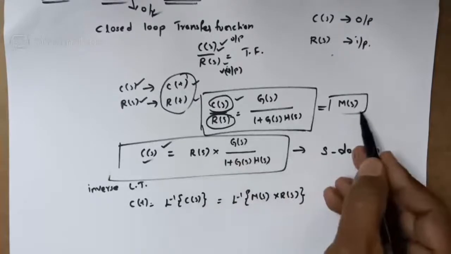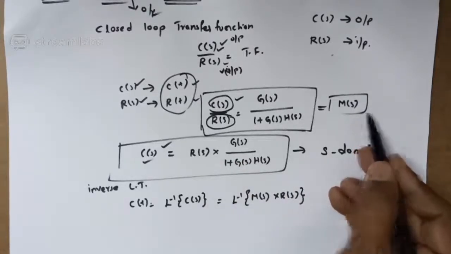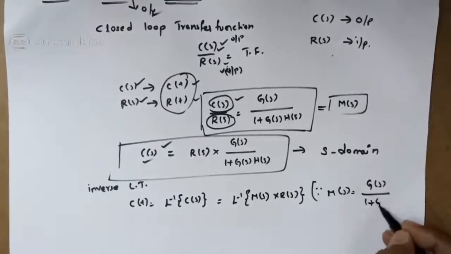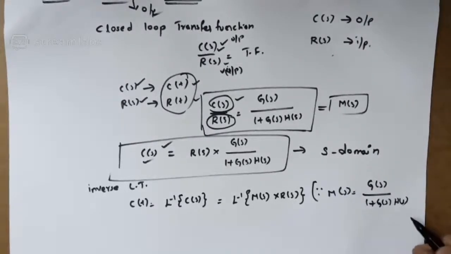Okay, let us draw a closed loop system. The transient and the steady state response. The transient response is the response of the system when the input changes from one state to another.